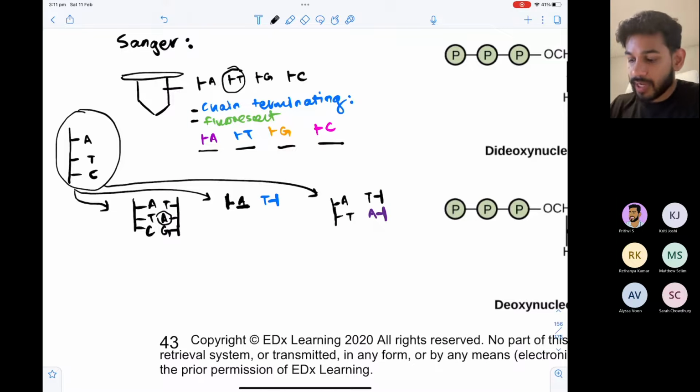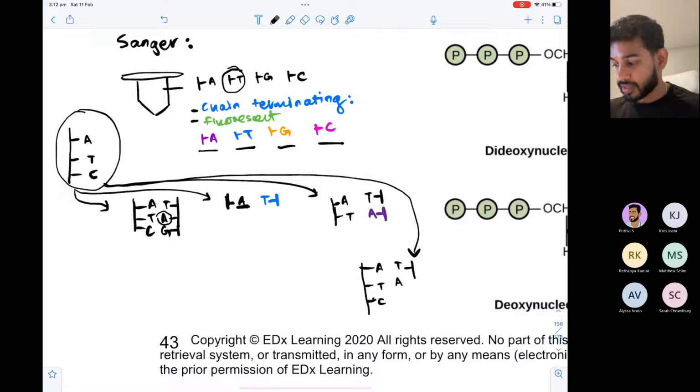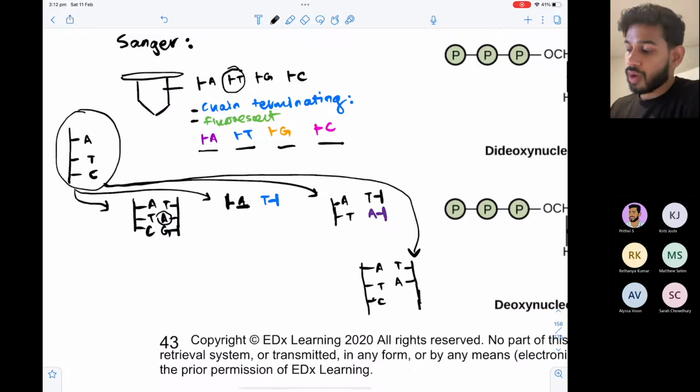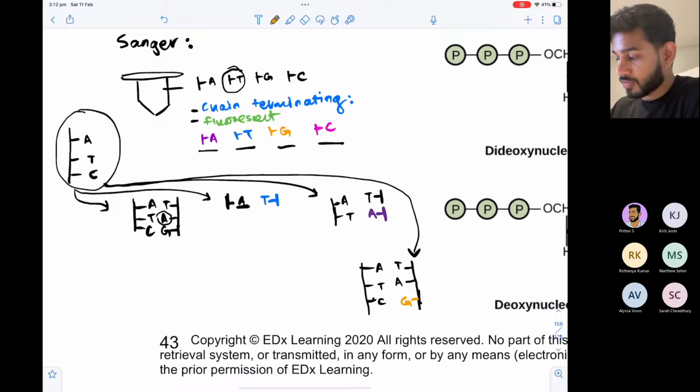So it terminates. And again, when this parent DNA replicates one last time, just because of, again, random chance, we have an A, T, and a C. We can have a normal thymine binding, a normal adenine binding to the second position. But instead of a normal guanine, we can have a fluorescent chain terminating version of guanine that will again terminate the rest of the chain.